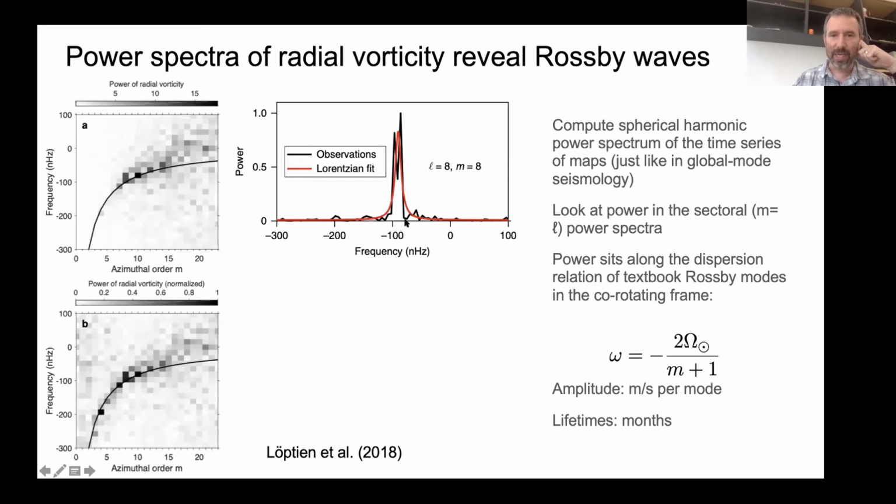And you can fit that and you can measure all of the properties of the mode, just like for global helioseismology. You can measure the amplitude and the frequency and the line width. And from that, you infer that the lifetimes of these modes are months, and the amplitudes are meters per second per mode. And the lifetimes can be longer as you go to smaller M's.